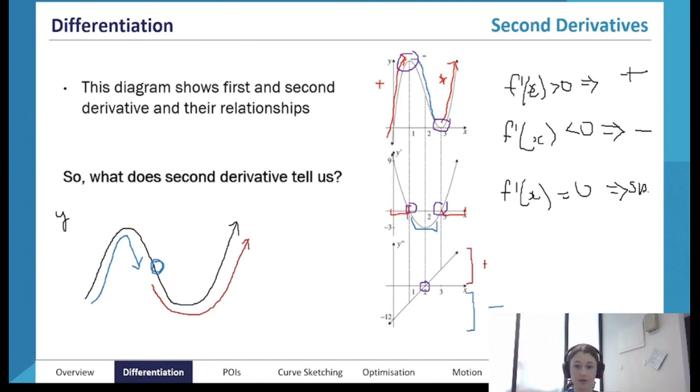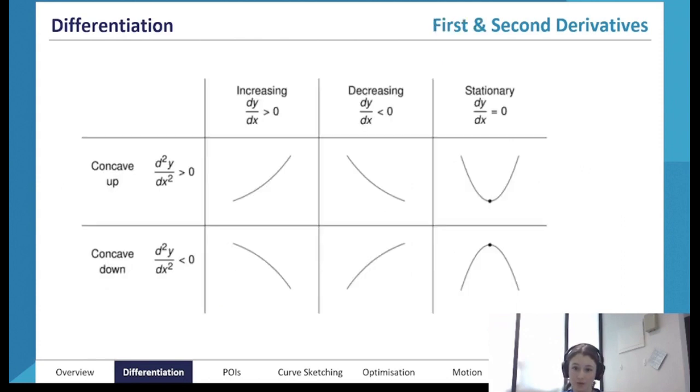But okay, now we're going to get into the relationship between the first and second derivatives, kind of in a more structured approach. So, as I was talking about before, we have two types of concavity, when the gradient is increasing and when the gradient is decreasing.